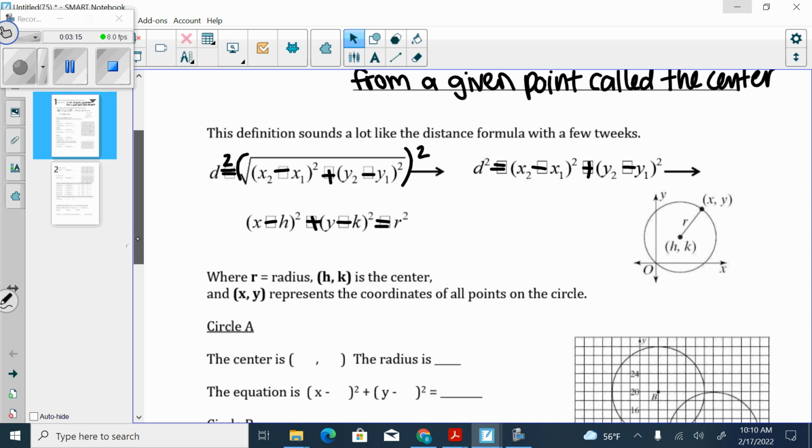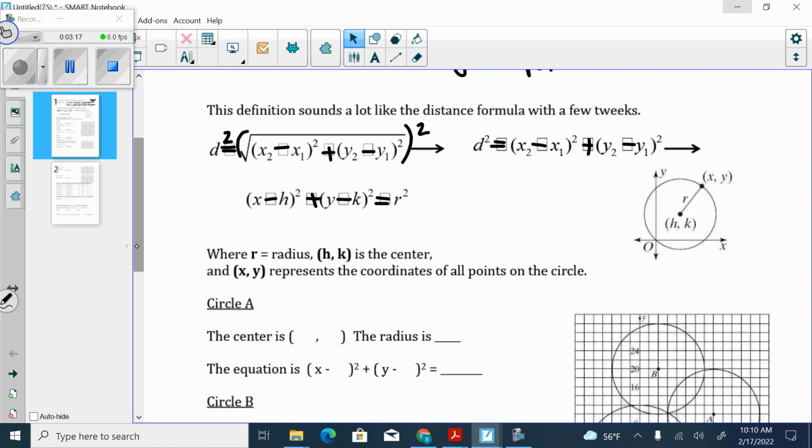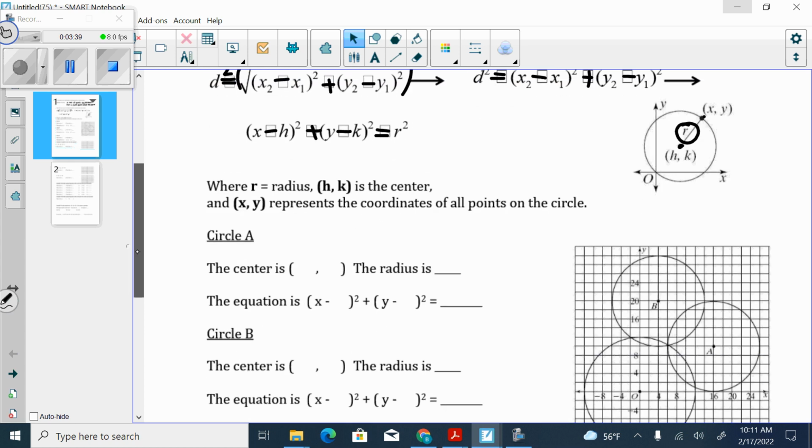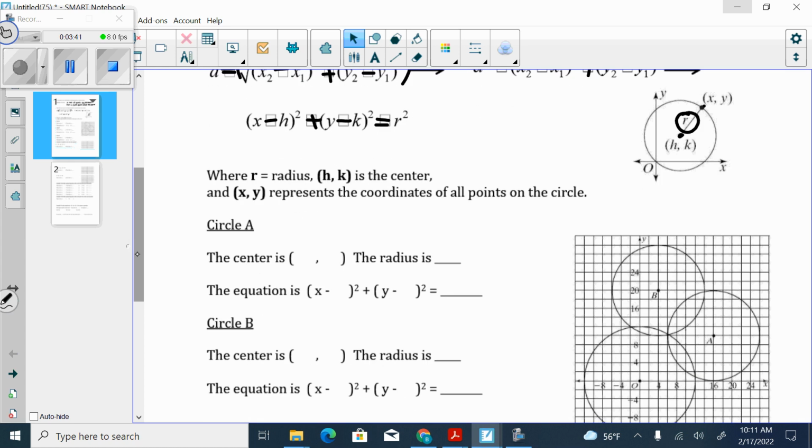So you can see they drew a little figure over here to the side. They said that (h, k) is our center, okay? Whenever I find the distance from (h, k) to any point anywhere on this circle, I should have found the radius. And this is going to be our formula for doing that, okay? So let's look at some examples and apply this formula. Okay, so r is our radius, (h, k) is our center, and x and y are just going to represent any coordinate point that would happen to fall on the actual circle.